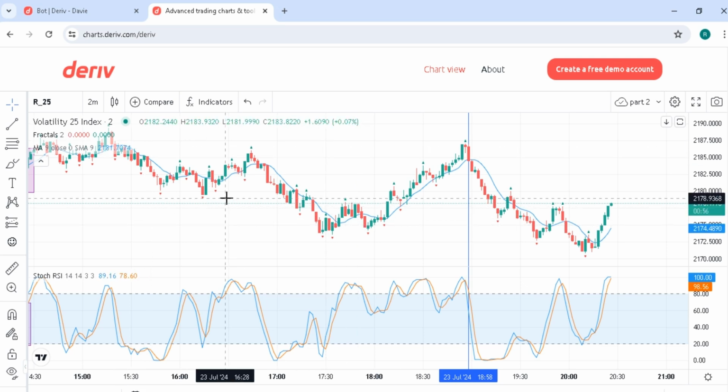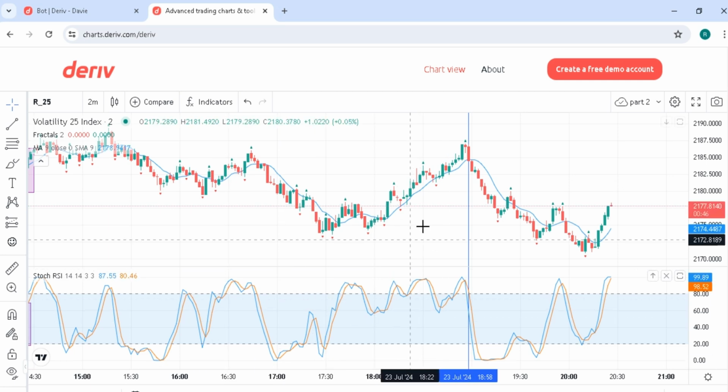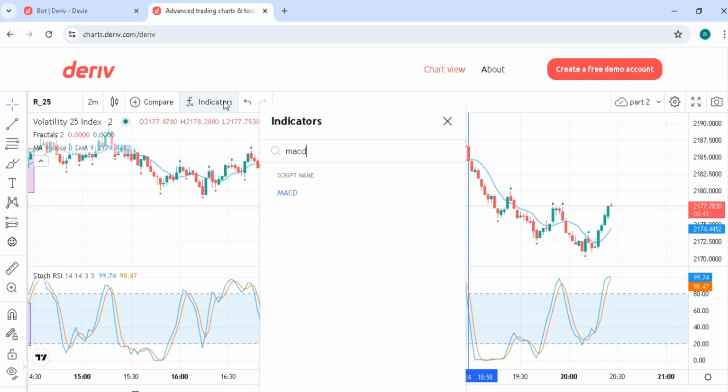Now I want us to include another indicator today. I want us to include an indicator that is called moving average convergence divergence, commonly known as MACD.